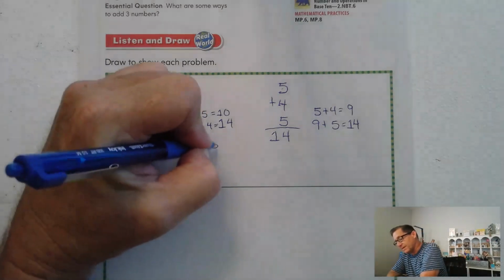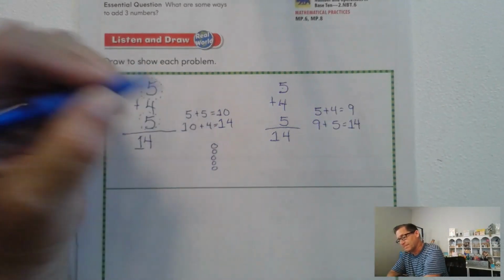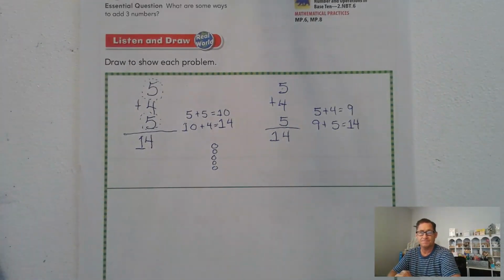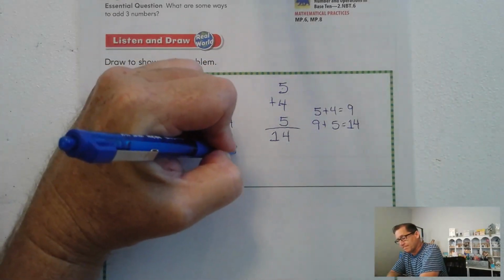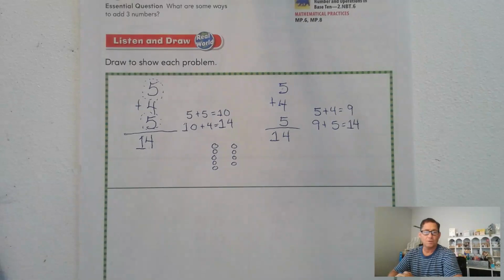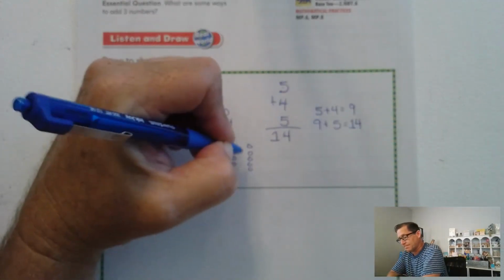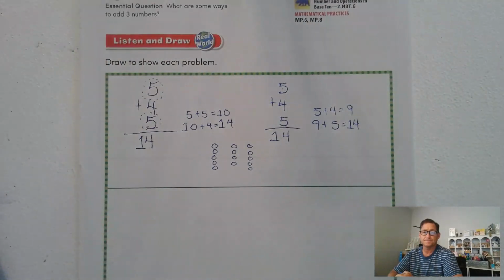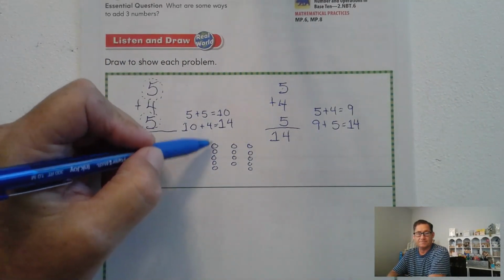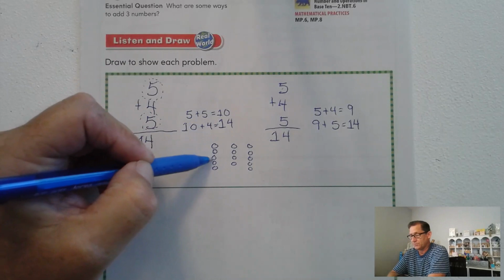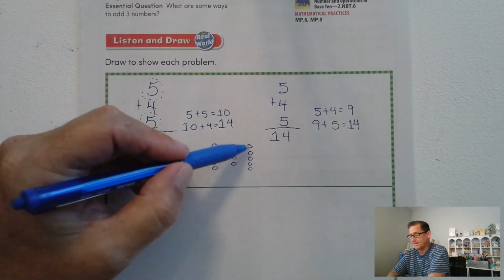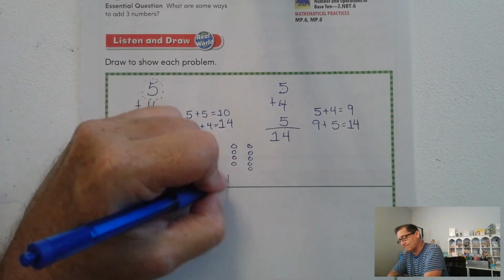Okay, some of you might have actually drawn a picture. Okay, so we had 5 plus 4 plus 5. And we could just count the singles, right? 1, 2, 3, 4, 5, 6, 7, 8, 9, 10, 11, 12, 13, 14.